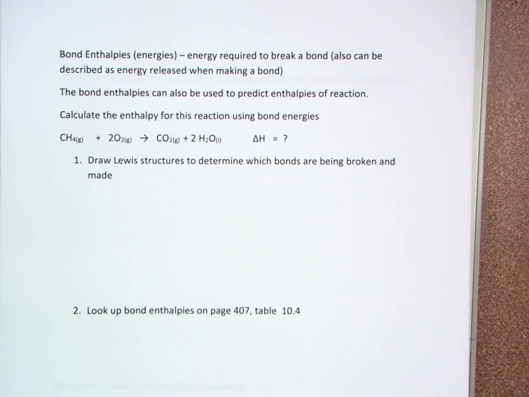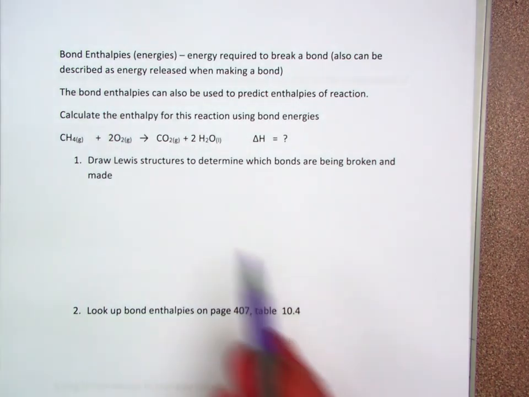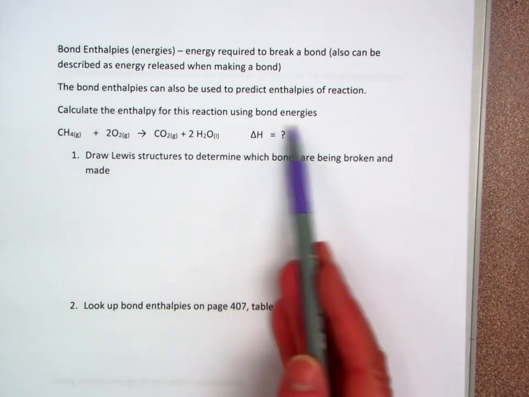All right, now let's talk about another way to calculate energy changes for reactions. Another way to look at the enthalpy changes of reactions is to deal with bond enthalpies or bond energies. Because we can think about starting with reactants, breaking any bonds in the reactants and making any bonds in the products. So we can do this as another way to calculate energy. But in order to do this, you have to know what kinds of bonds are breaking. So calculate the enthalpy for this reaction using bond energies.